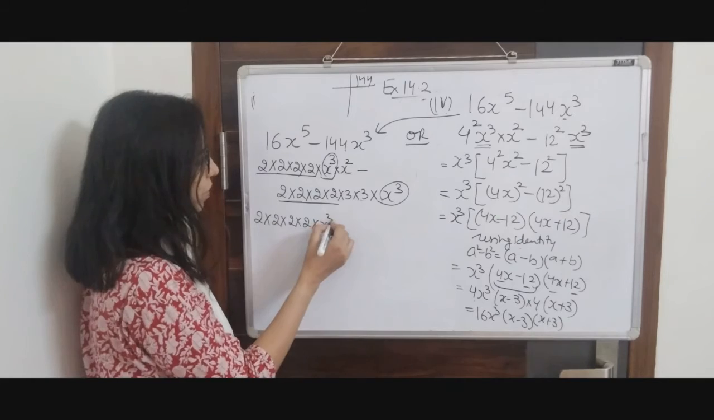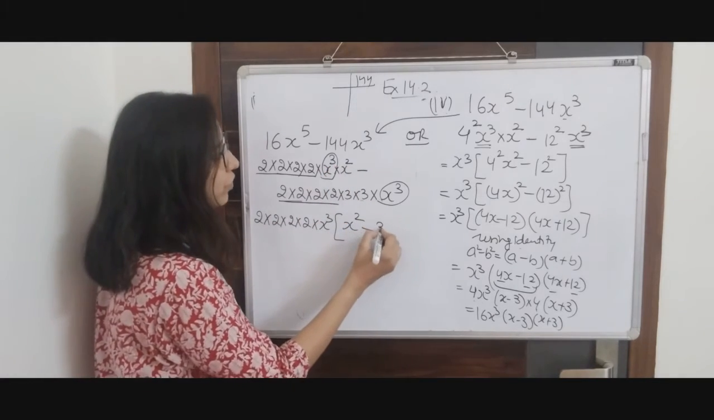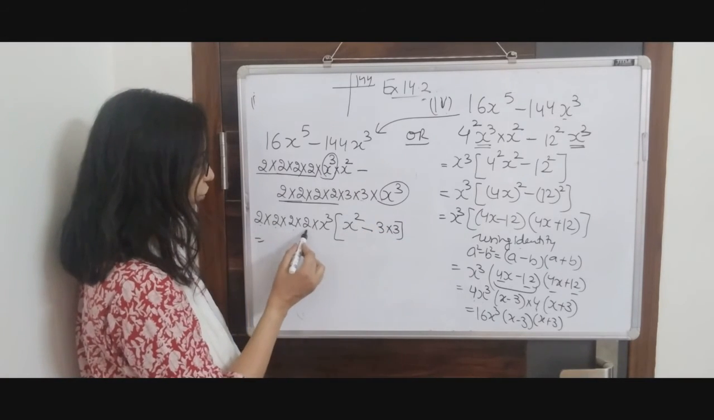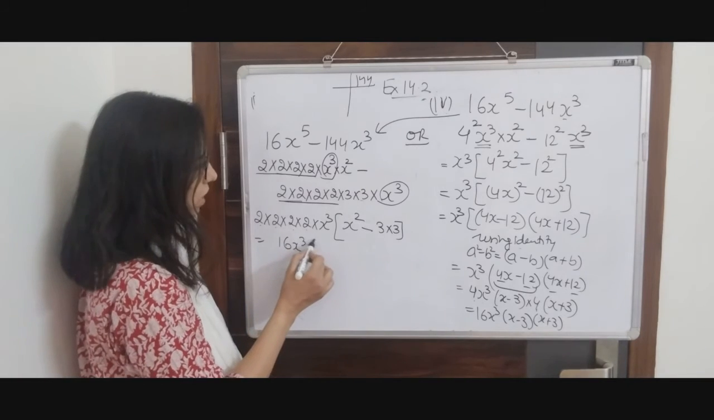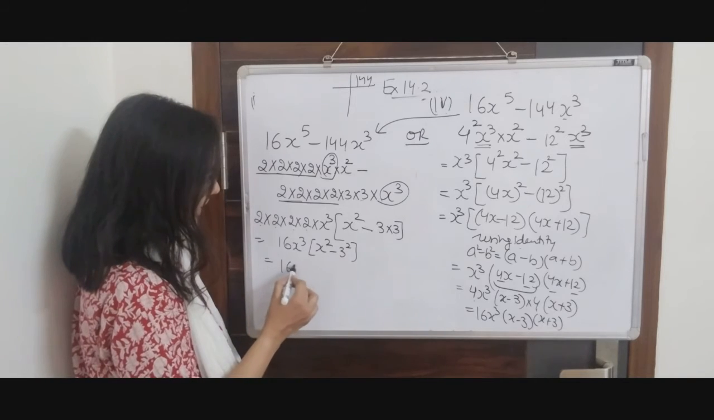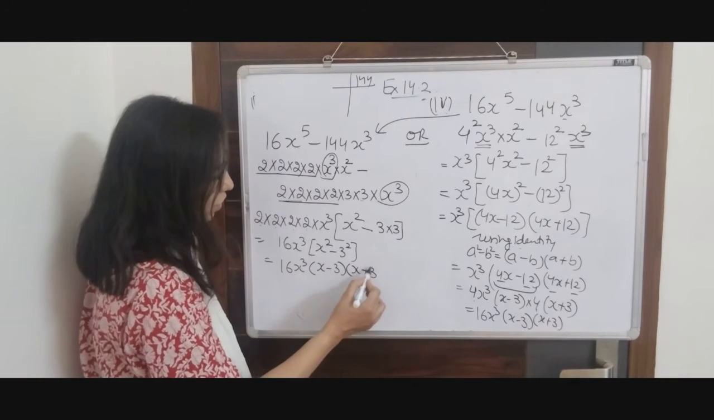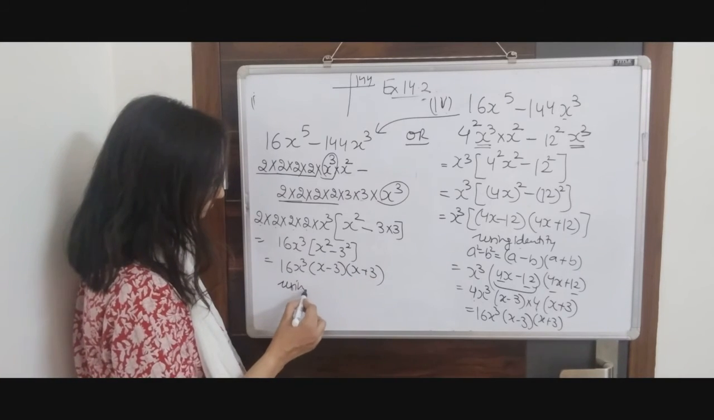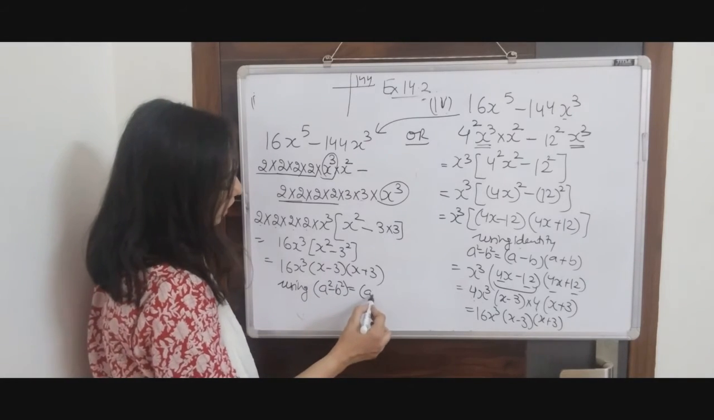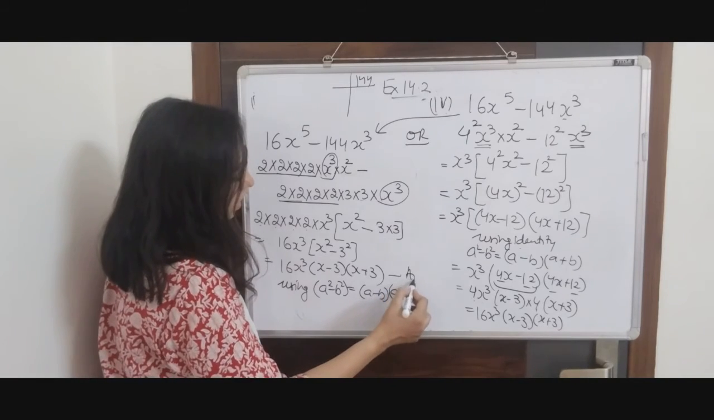2 into 2 into 2 into 2 into x cube. In the first term I am left with x square, and in the second term I am left with 3 into 3, which is equal to 3 square. This is going to be 16x cube, and here we are left with x square minus 3 square, which is 16x cube (x minus 3)(x plus 3). We used the identity a square minus b square is equal to (a minus b)(a plus b). So this is our answer.